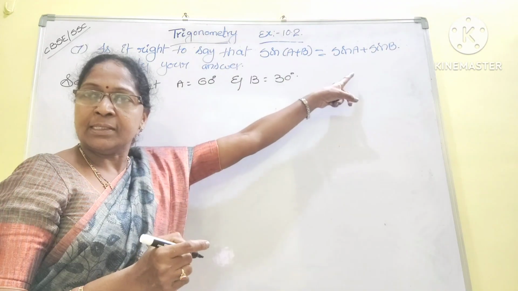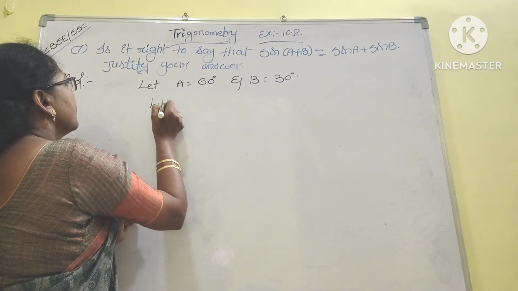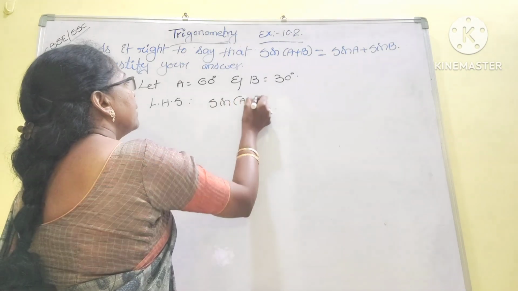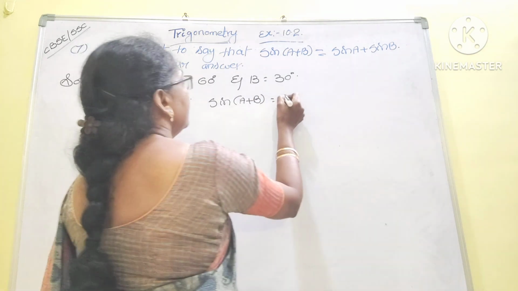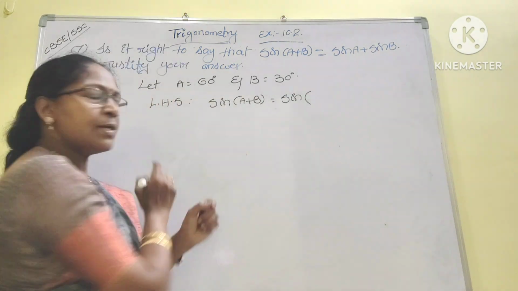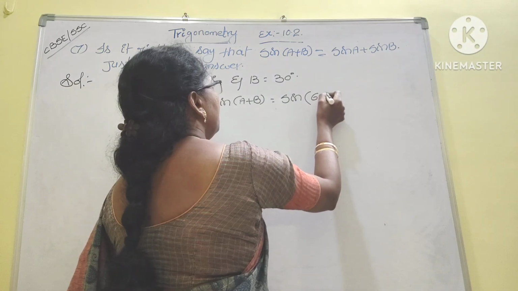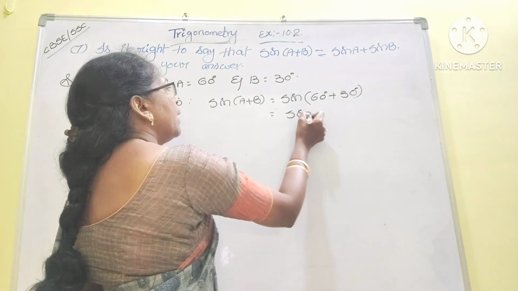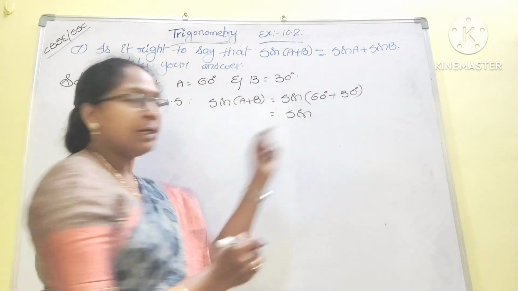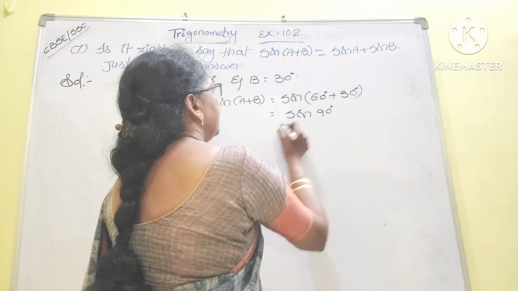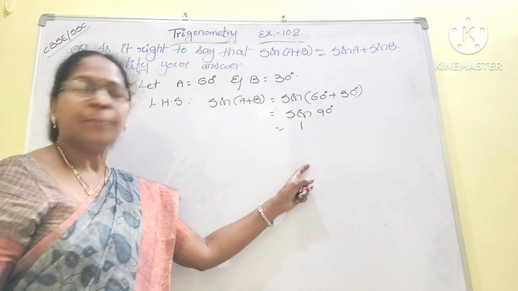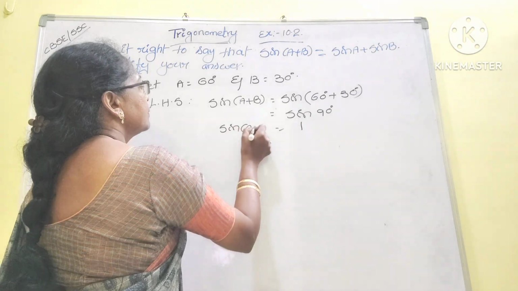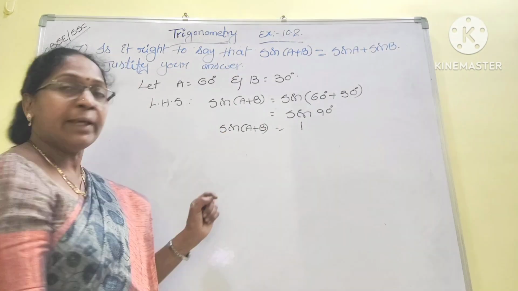This is LHS and that one is RHS. Now first you take LHS. What is that LHS? Sin(A plus B), that equal to sin, A equal how much we assume? 60 degrees. Substitute the value, plus B equal to 30 degrees, that equal to sin, in bracket 60 plus 30. Both values are there in the bracket, so just you should add, sin 90, where sin 90 equal how much? 1. So LHS value equal to 1 we got. Sin(A plus B) equal to 1.